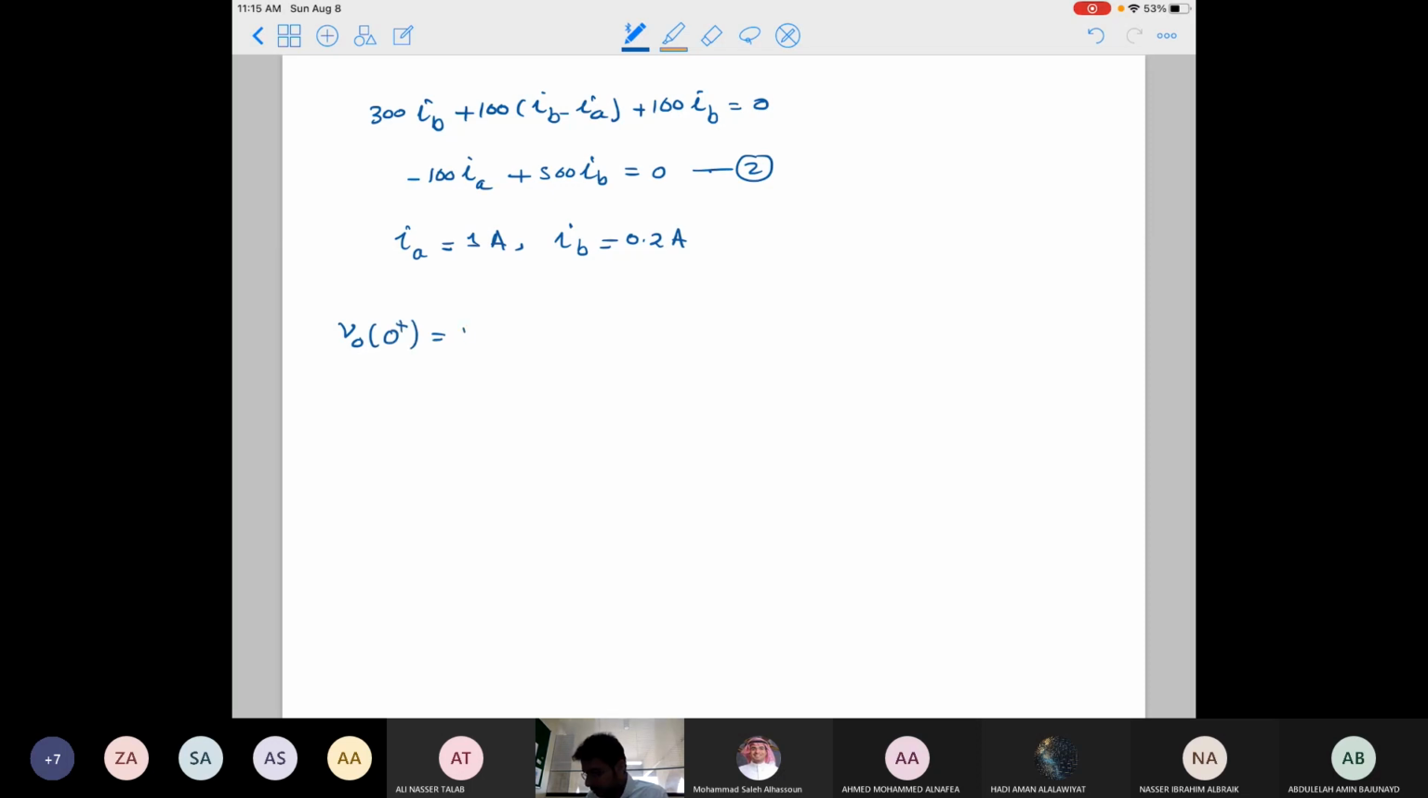Now you go back and substitute. V naught is going to be negative 100, plus 20 multiplied by 1, plus 100 multiplied by 0.2. The result will be negative 100 plus 40, which is negative 60 volts. So the initial value of the voltage across the capacitor is negative 60 volts.